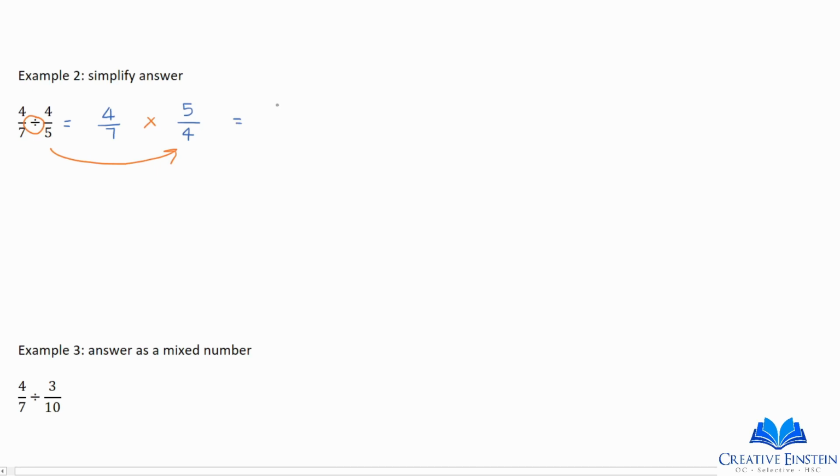4 times 5 is 20, over 7 times 4 is 28. Now, because we have 20 over 28, we can simplify the fraction. So let's simplify that. We know that they can both go into 4, so we can divide both the top and the bottom by 4. Dividing 20 by 4 we get 5, dividing 28 by 4 we get 7. We can't simplify that any further, so our answer is 5/7.